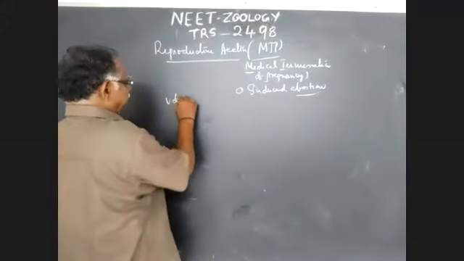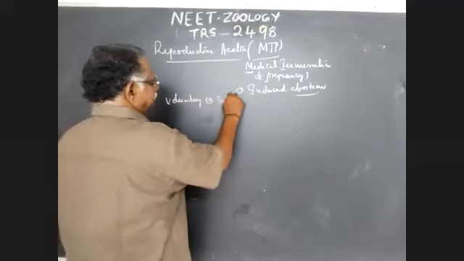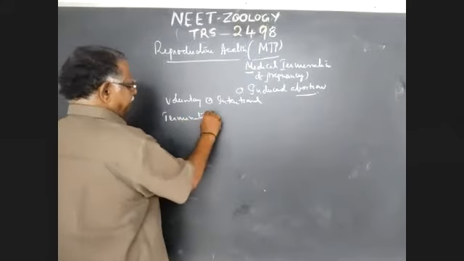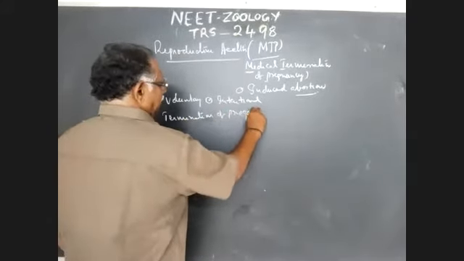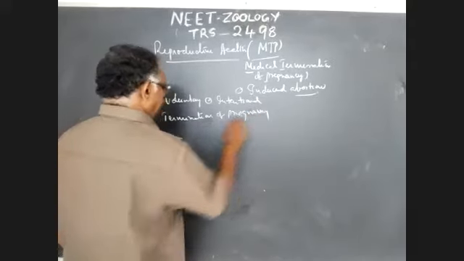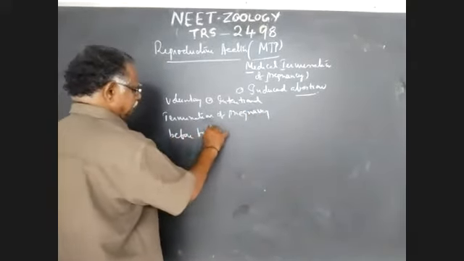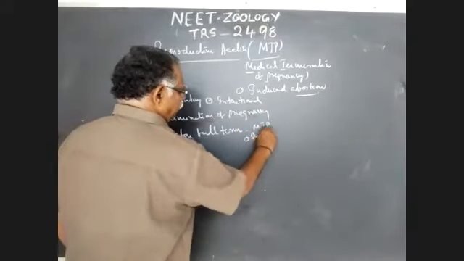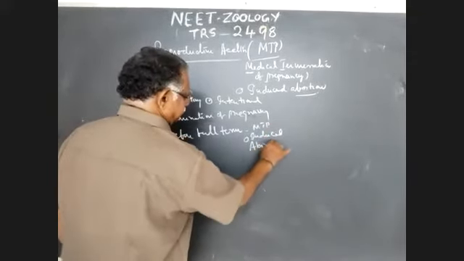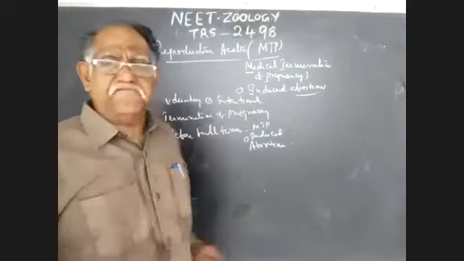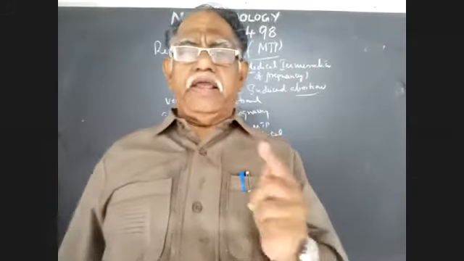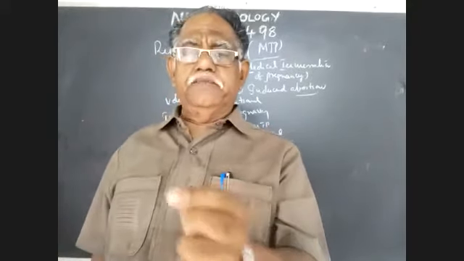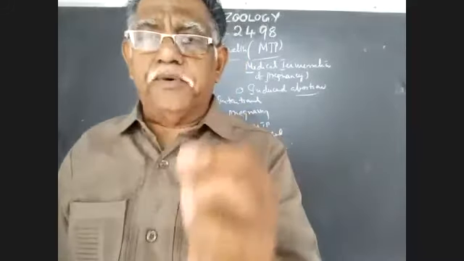So, voluntary or intentional termination of pregnancy. Intentional termination of pregnancy before full term is called MTP or induced abortion. That is the first point. Voluntary or intentional termination of pregnancy before full term is called medical termination of pregnancy or induced abortions. Next one.